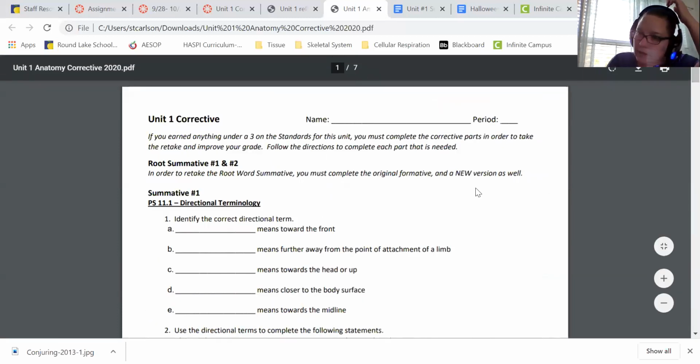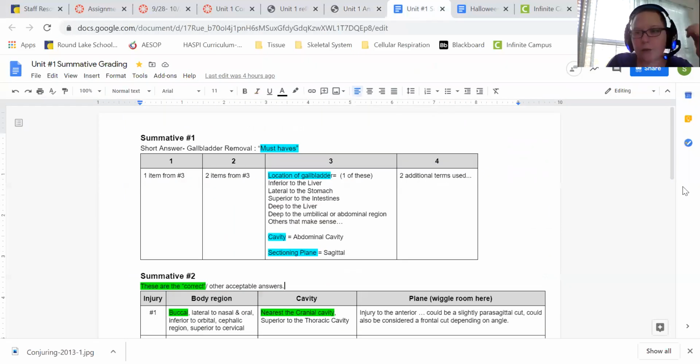I did share in the announcements this morning a look at how I graded those 2 short answer questions, the ones where you had to type. So in summative 1, that short answer question was related to that removal of the gallbladder surgery. And so this information in like a teal was what you had to have to score a 3. And any of these answers here that I'm highlighting right now, any of those answers would have been fine for the location of the gallbladder, and then so on.